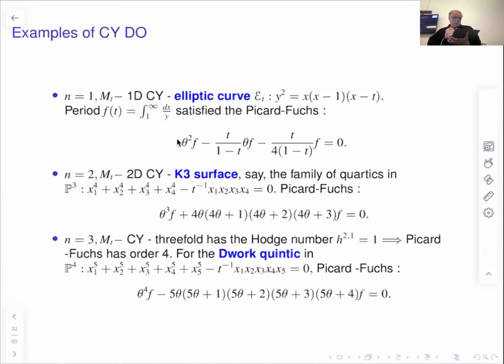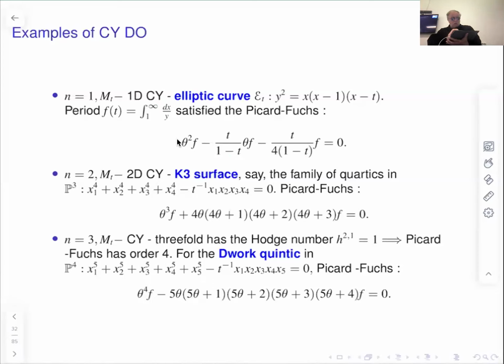This type of differential operators, Calabi-Yau differential operators, comes from, for example, Calabi-Yau varieties. In dimension 1, for an elliptic curve, they are period functions. They satisfy the so-called Picard-Fuchs equation. I have a choice of different representations of the elliptic curve. If I have this dependence on t, then this is an equation with respect to the parameter t. On the elliptic curve there is only one holomorphic differential, and if you take the integral over two periods, they satisfy some relation of second order differential operators.